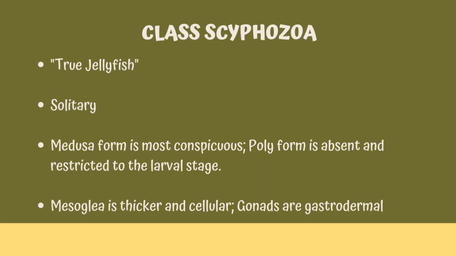Now for the class Scyphozoa, they are considered the true jellyfish, found inhabiting coastal marine waters, while some are deep sea dwellers. They are also solitary, and the defining characteristic of this class is that the medusa is the prominent stage in the life cycle, although there is a polyp stage present. Their mesoglea is thicker and cellular, and their gonads are gastrodermal.